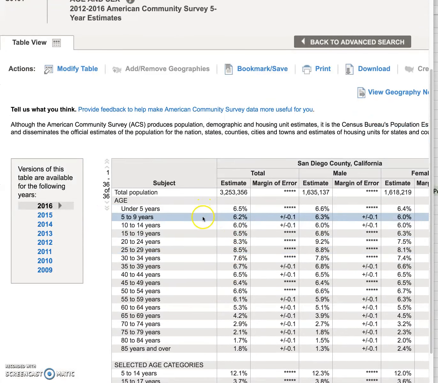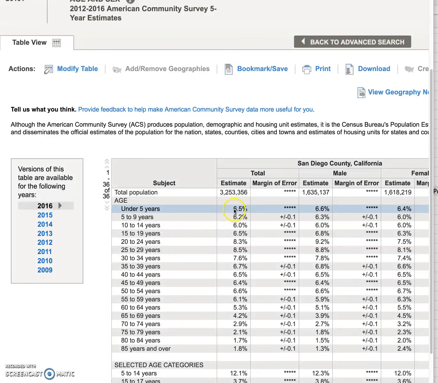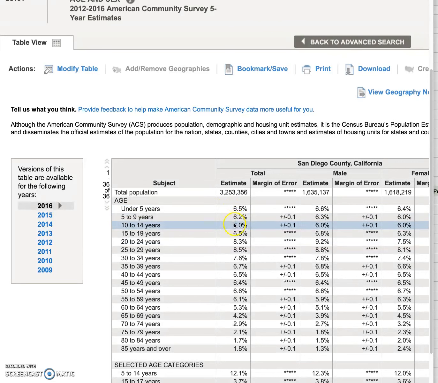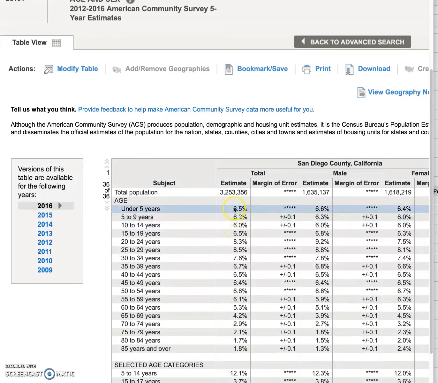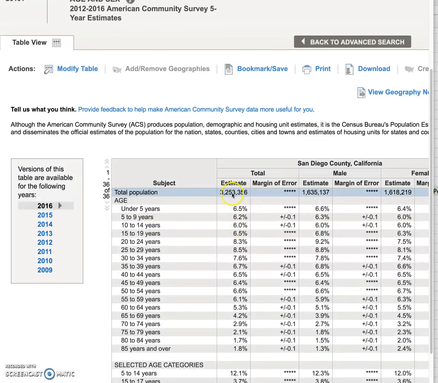Now, look what it gives you. It gives you percentages. And if you look back at our Excel file, we have broader age distributions. So 0 to 14, if we look here, that's 6.5%, 6.2%, and 6%. If we add all of those up, that's 18.7%. To get our population, we have to multiply 18.7% by 3,253,356. So let's go back to our Excel sheet.